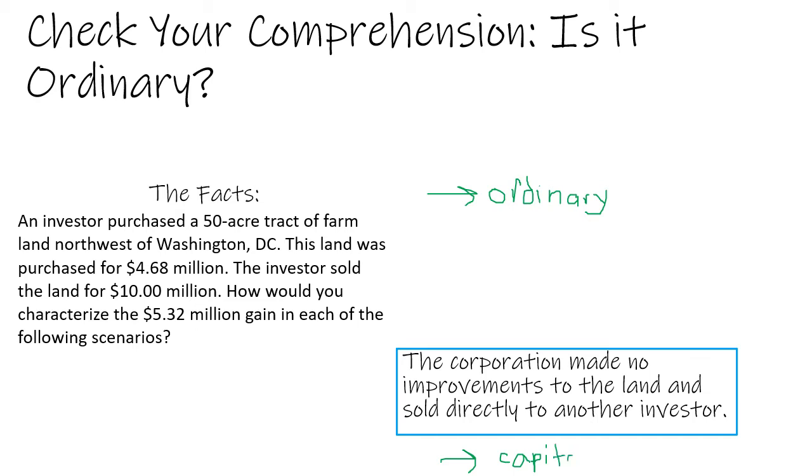Think about stocks, which are the most frequently thought of capital assets. You purchase them at a given price, you hold them for an extended period of time, you don't do anything with them during that time period, and then you sell them, ideally at a higher price, in the future. This is what the investor did when they purchased this tract of land northwest of Washington, D.C. They purchased the asset, they held it, they made no improvements to it, and they sold it later once it had appreciated in value. In this case, the gain would be a capital gain and would be taxed at the capital rates.